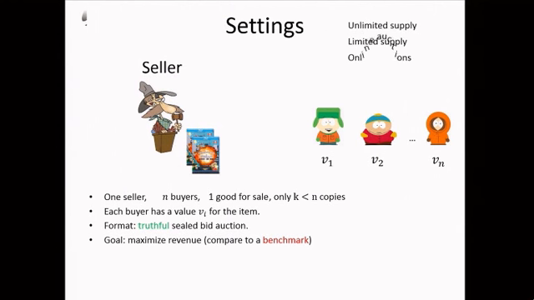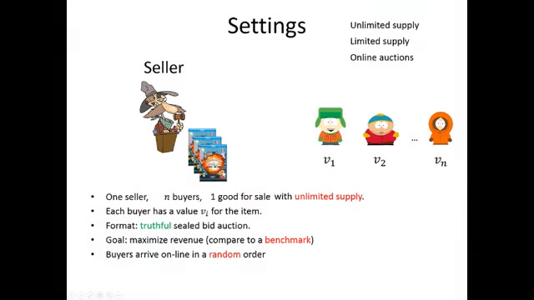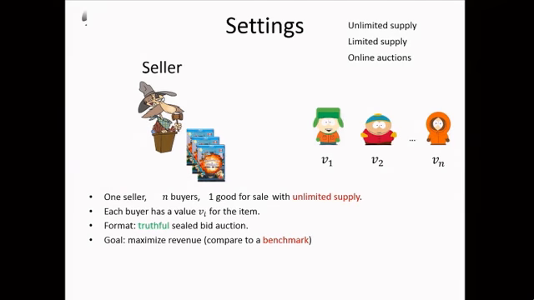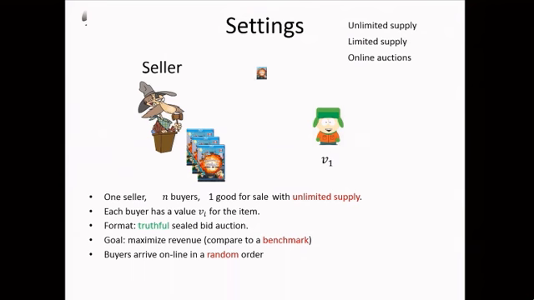You can also imagine doing something online here. Let's say we return to this unlimited supply case where we can make as many copies as we want. But now buyers arrive online, so they do not come all together. They come sequentially, one by one, in a random order. And then we need to decide on the allocation and payments right away once they arrive. So for example, the first guy arrives, we give him an item, charge payment. The second guy arrives, and so on and so forth. OK, forget about online auctions.